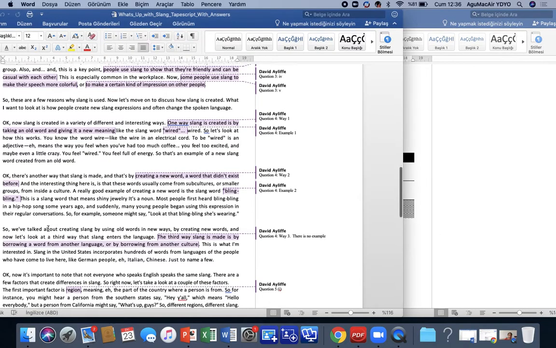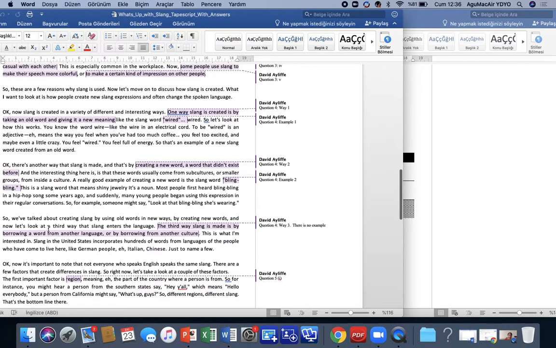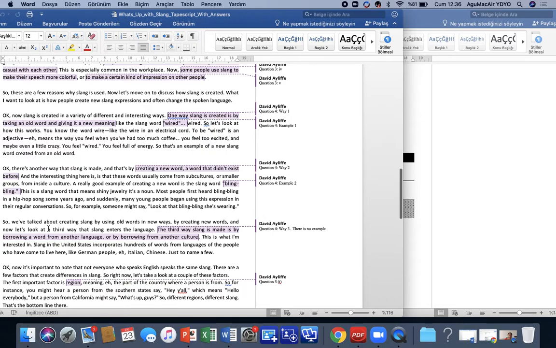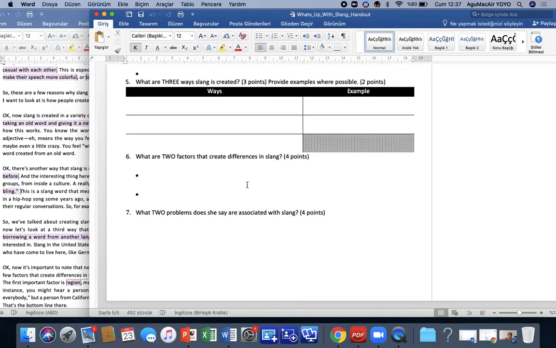And the other way, the last way, here. The third way slang is made is by borrowing a word from another language or by borrowing from another culture. So this is the third way, and we don't have an example for that. Yes, the next question is, what are two factors that create differences in slang?